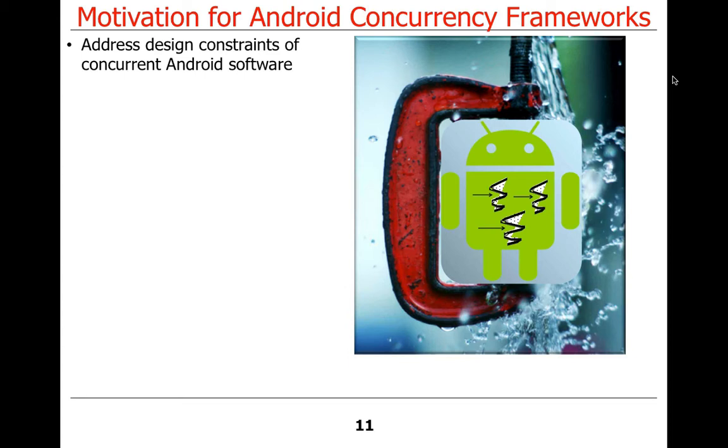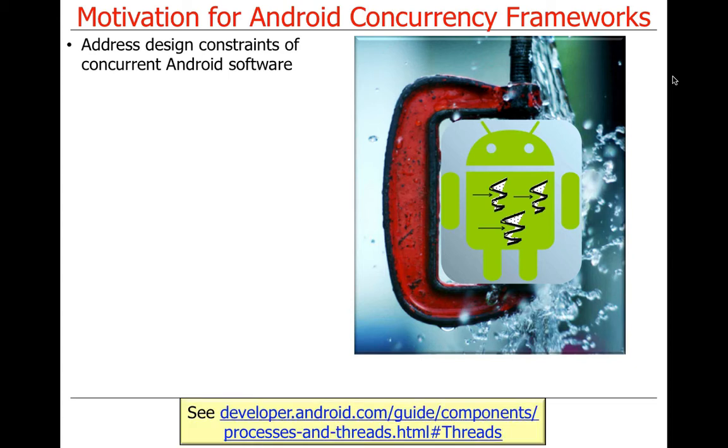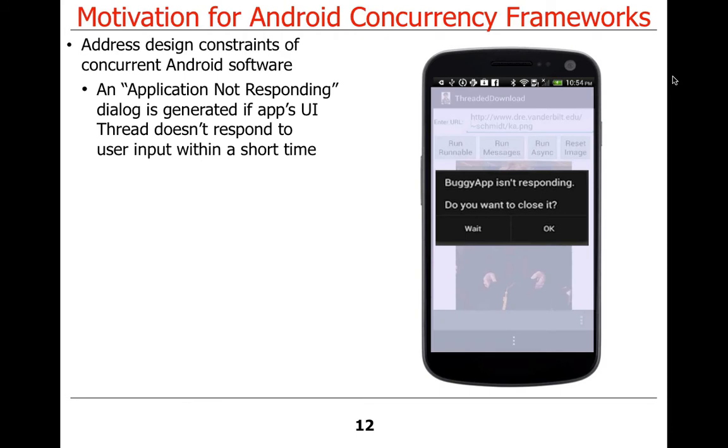So Android has a bunch of constraints that it applies, and you have to learn to live with them. And frameworks, domain-specific frameworks, have evolved to make those constraints more tractable. So here's a nice picture of a constraint, right? The poor little Android robot is being crushed by a vise. And you can learn all about some of this stuff here. So what are some of the constraints?